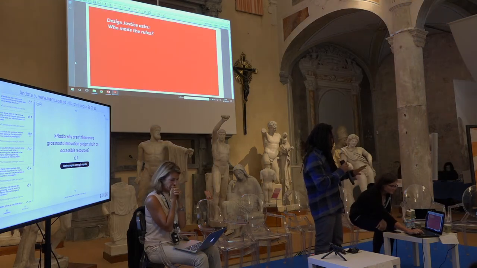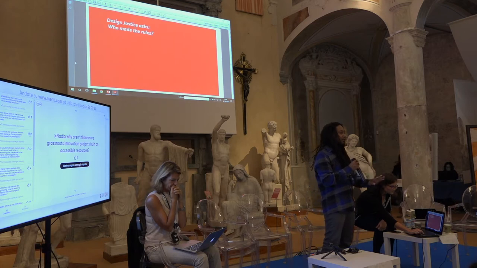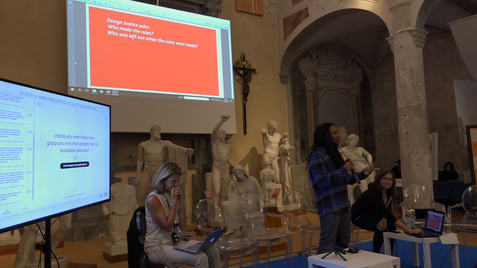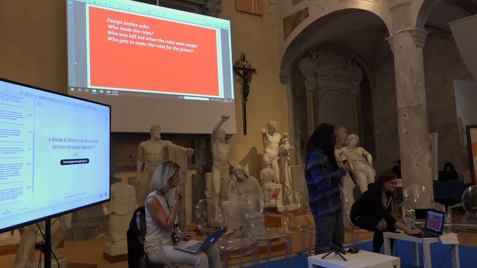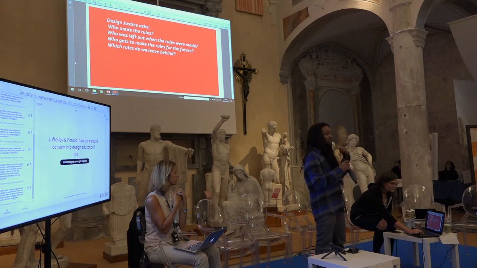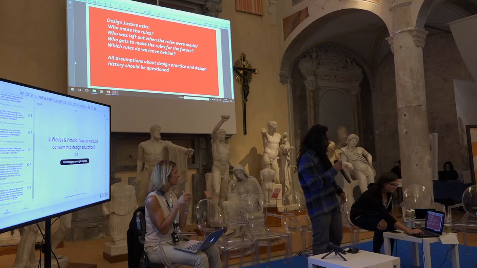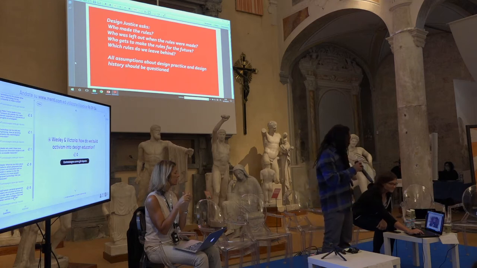Design justice asks, who made the rules of design, which is really essential? Who was left out when the rules were made? Who gets to make the rules for the future? Which rules do we leave behind? What's obsolete? All assumptions about design practice and design history should be questioned. And so those are essential.